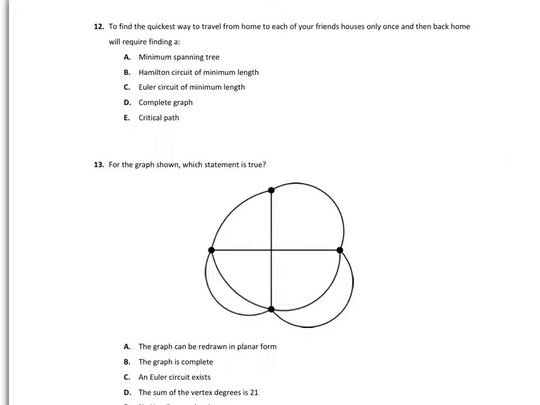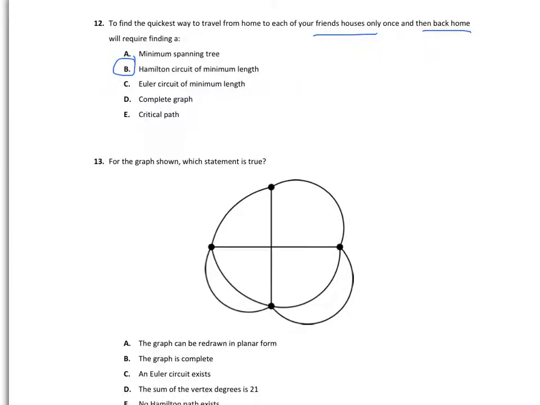Okay, so question 12 asks us to find the quickest way to travel from each of your friends' houses only once and then back home. So if we're going to houses, that would be vertices, and then back home means we need a circuit. So to travel every vertex only once and then end up where we started from, we're looking for a Hamilton circuit there. So our answer is B.